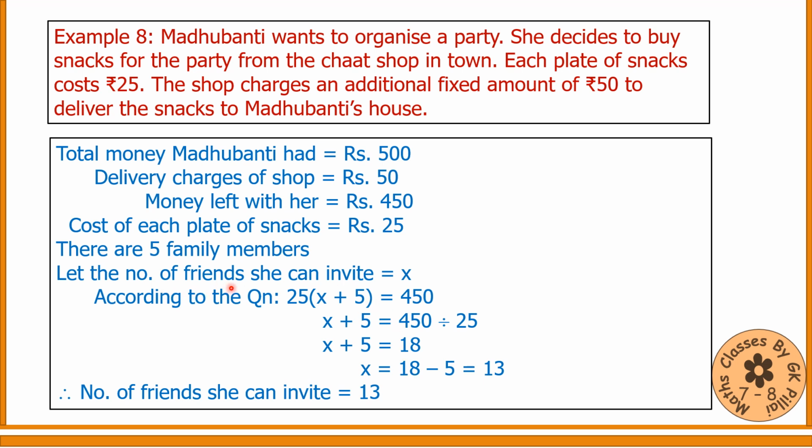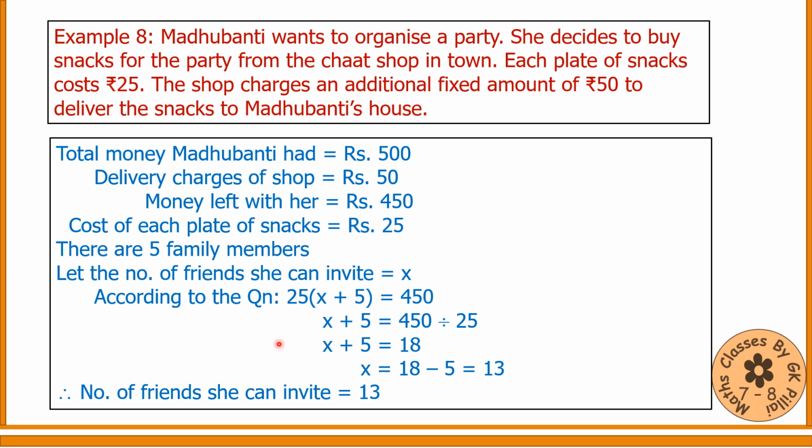Let the number of friends she can invite be x. Here, 25 multiplied by x plus 5. x is the number of friends she can invite and 5 is the family members. So x plus 5 are the total people to be invited, multiplied by the cost per plate, that is 25, will give you this.